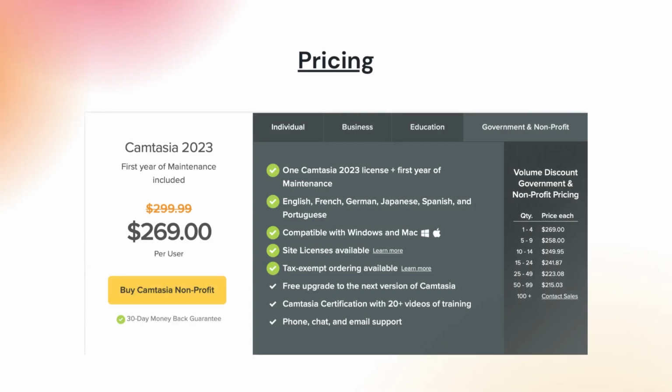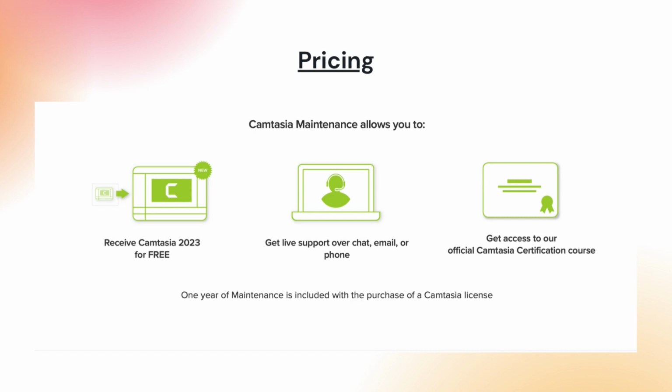The last one is the government and nonprofit. It is very similar to the education. The only thing would be the price difference. So for education, it was $212.99, whereas the government one is $269. On the bottom of the pricing page, they also show this below.